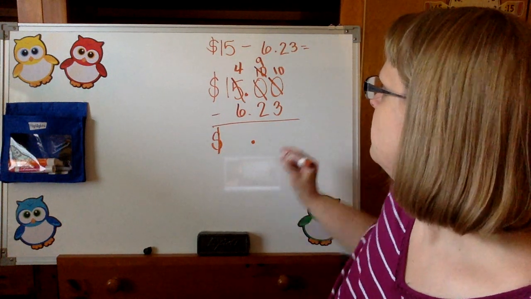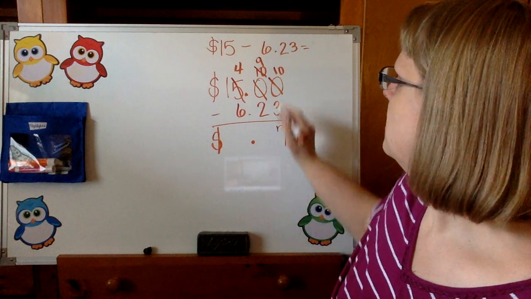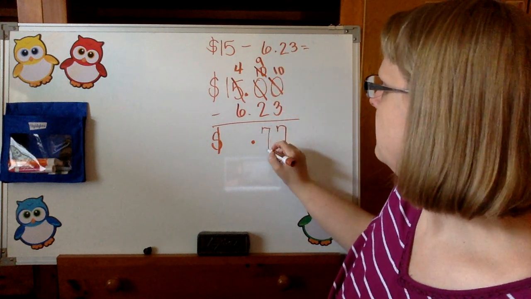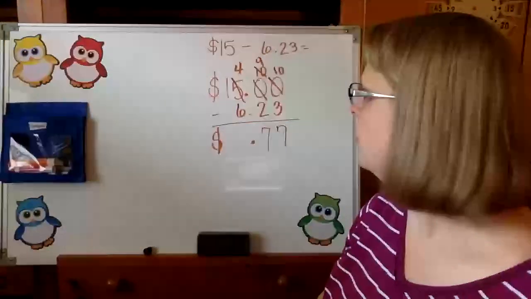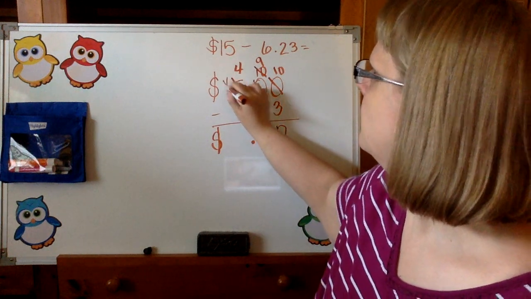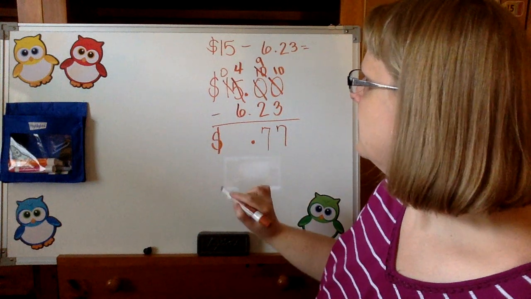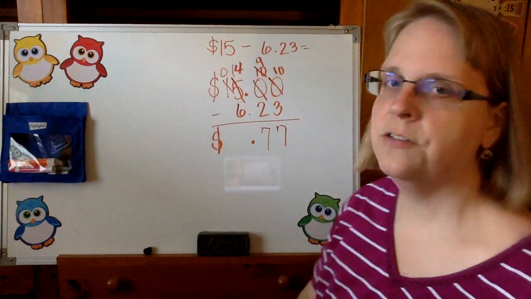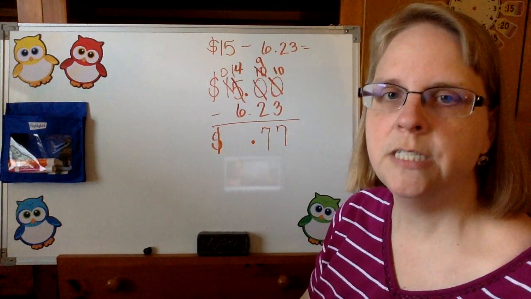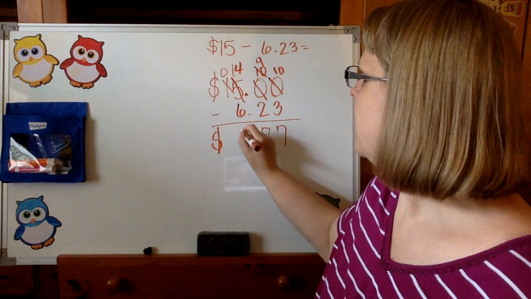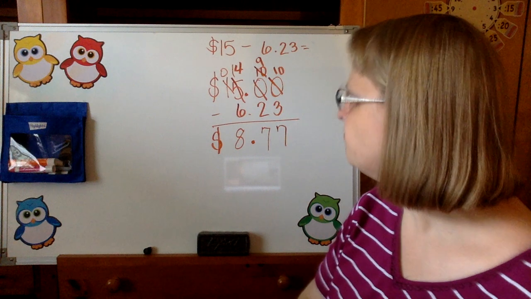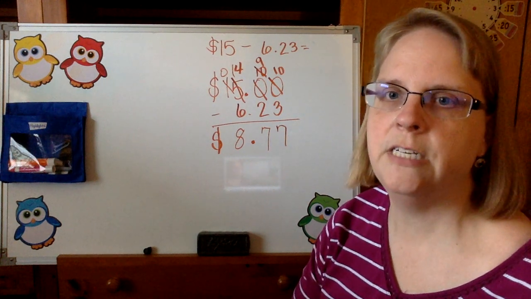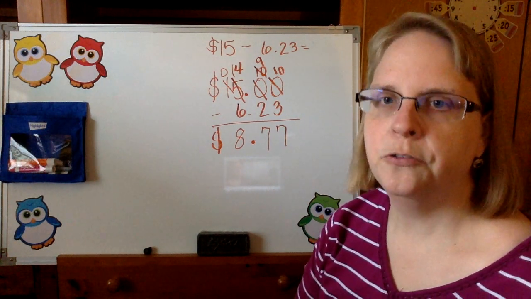All right. So all the old rules apply that we talked about. So now 10 minus 3 is 7. 9 minus 2 is 7. 4 minus 6. I can't do it. Can't do it. So I need to go next door, borrow from my 10s, and I'm going to add 10 to the 4 that's already there. So now I have 14 minus 6, which is 8. And I have no more 10s left, so I'm done there. So I have $8.77 left over.